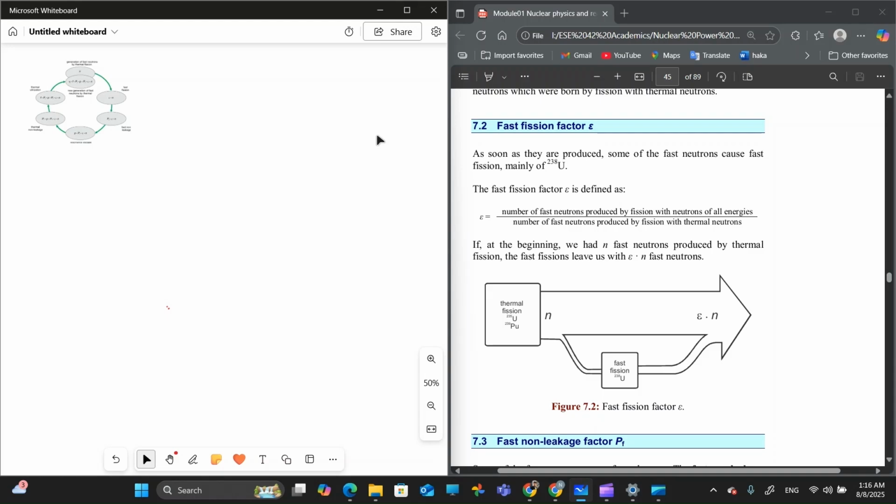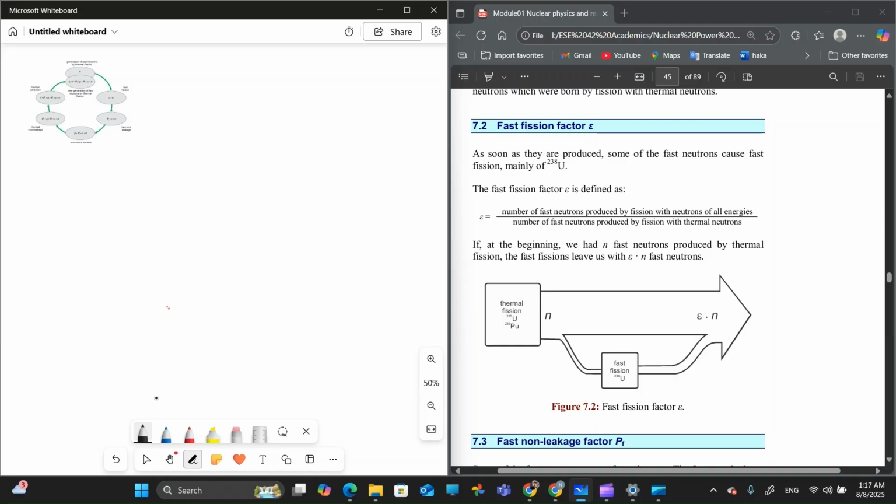Okay, so this topic is about the neutron cycle. So what is a neutron cycle? It involves the birth of a neutron and the death of a neutron. The birth of a neutron is basically how a neutron is produced, and the death means how it is absorbed by the fuel and takes part in another fission reaction, or it is leaked from the core and it is out of our consideration.